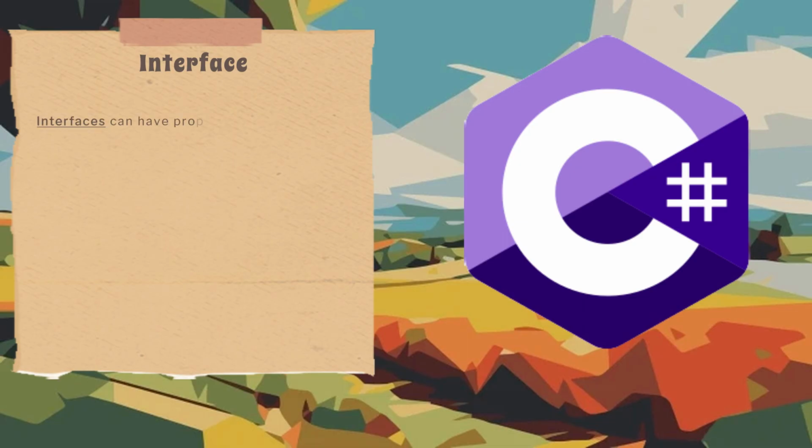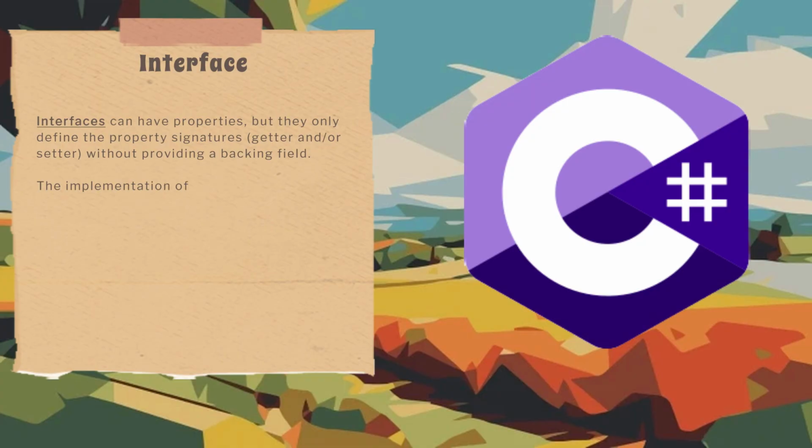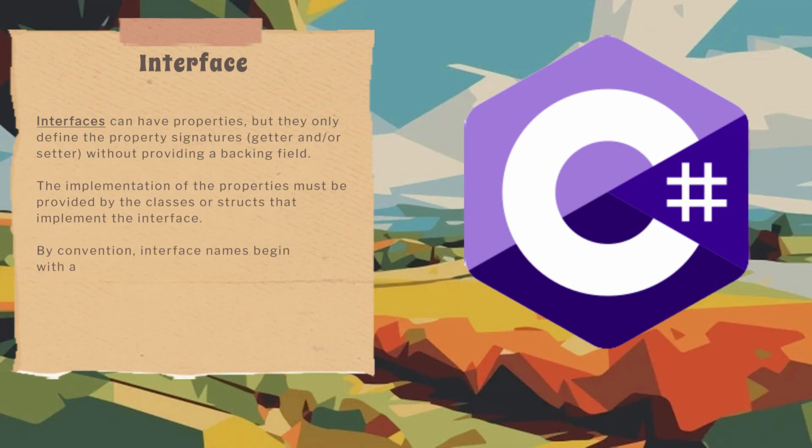Interfaces can have properties, but they only define the property signatures, getter and/or setter, without providing a backing field. The implementation of the properties must be provided by the classes or structs that implement the interface. By convention, interface names begin with a capital I.